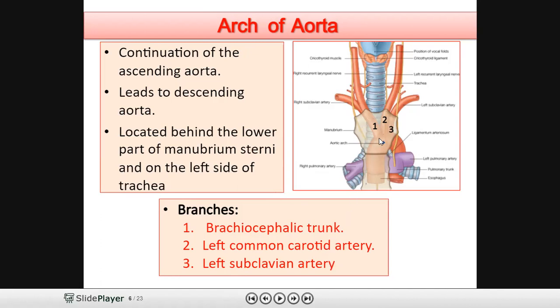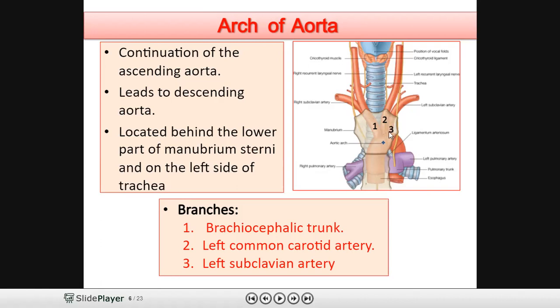So on the right side, the aortic arch gives rise, this number one here, this big artery going up here is the brachiocephalic trunk, right? Good, on the right side.